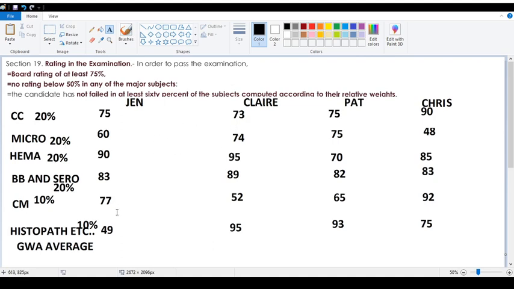Okay? So, let's compute for the rating of the takers. So, we have here example Jen, Claire, Pat, and Chris. Okay, so let's compute first for their rating and examination, and we will determine if they have passed the board examination or not. Okay, and if they did not pass the examination, we determine why didn't they. Bakit hindi sila pumasa. So, let's first compute for the rating in the examination.